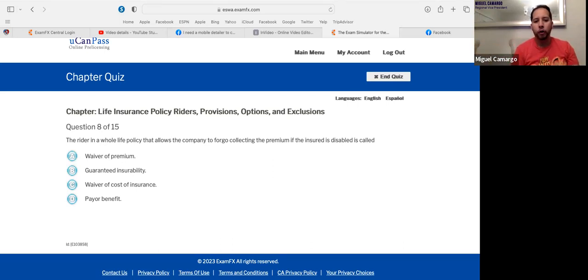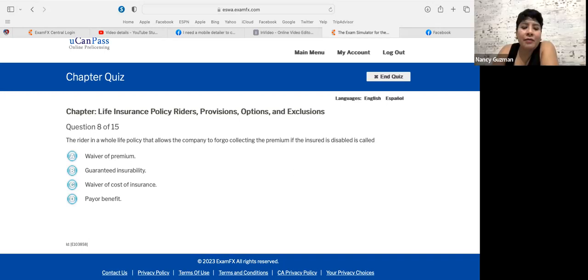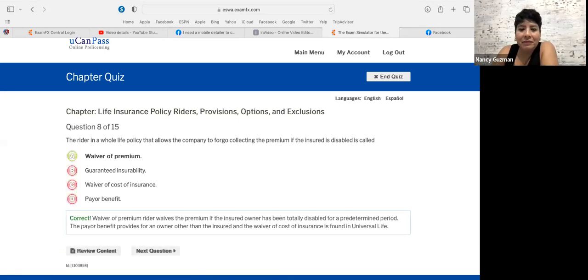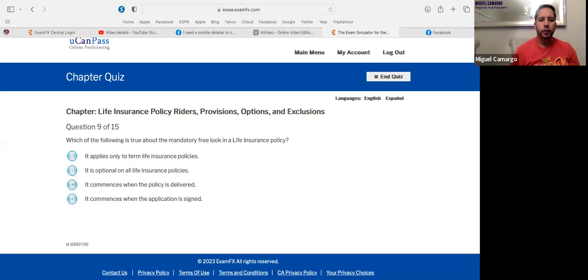The rider in a whole life policy that allows a company to forego collecting premiums if the insured is disabled. A. Congratulations, great job. Which of the following is true about mandatory free look provisions? Free look in a life insurance policy. Mandatory free look, that's when the policy is delivered to you.